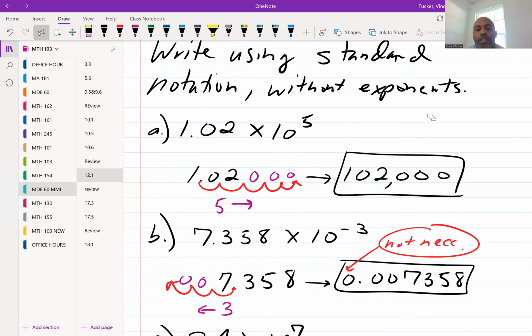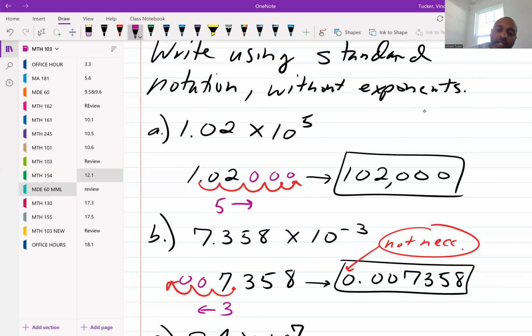So do it again. This time we have a negative exponent, 7.358. So we're going to move our decimal 3 places to the left. Remember, this is going to be a smaller value than what we originally have. That is 7.3. So move it 3 places to the left. Use zeros as placeholders.